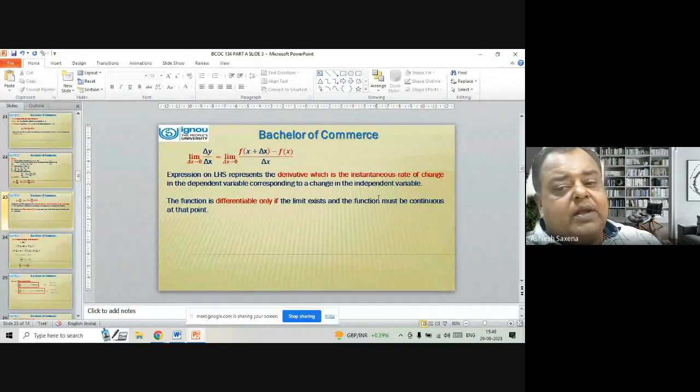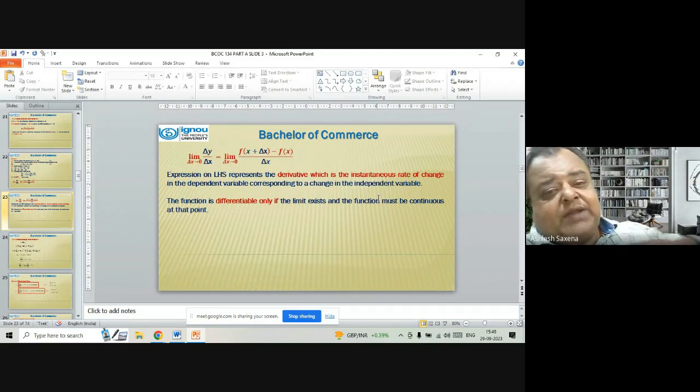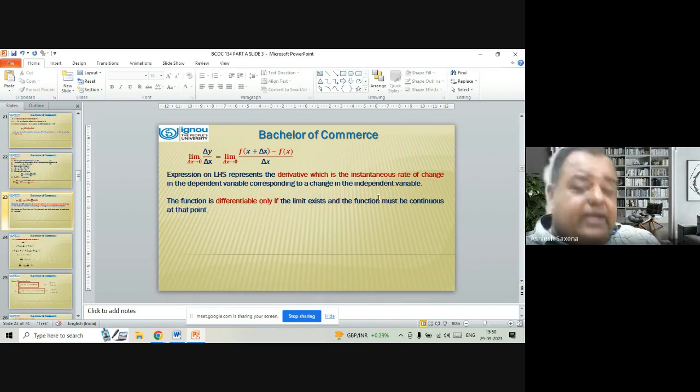Here you got it. The expression on the left hand side represents the derivative, which is the instantaneous rate of change of the dependent variable corresponding to a change in the independent variable. The function is differentiable only if the limit exists, and the function must be continuous at that point. Normally, algebraic functions, trigonometric functions, exponential functions, and inverse trigonometric functions are all differentiable.